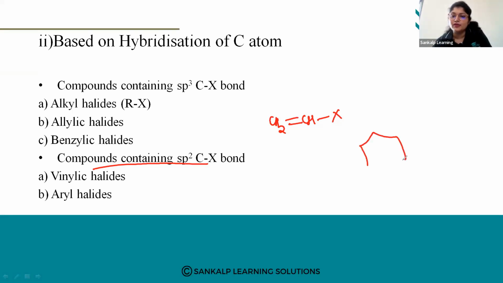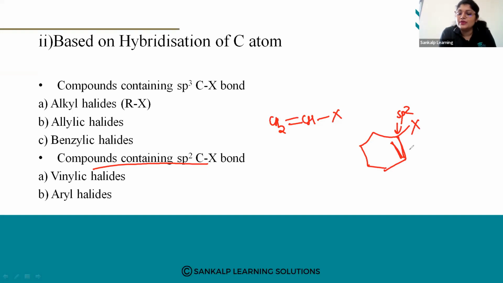One more example. This is also a vinylic halide. You can see this when you have a ring system. The halogen atom is attached to an sp2 hybridized carbon of a CC double bond. Next is aryl halides.